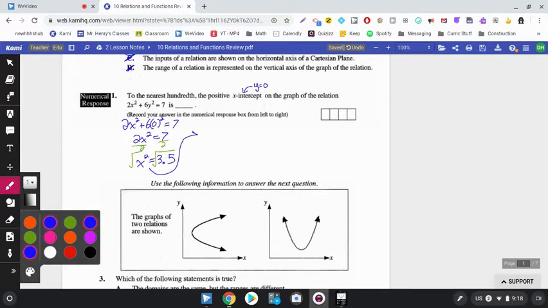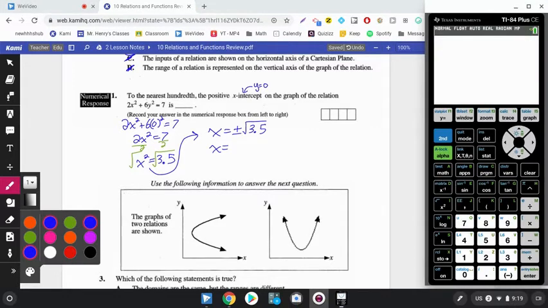And here's where we have to be very careful, because I remember if I introduce my own square root, there would be the positive and the negative version. X equals plus or minus the square root of 3.5. So it could be positive 1.87 or it could be negative 1.87. This specific question only asks for the positive one, 1.87. But I know there are two roots to that. I know there are actually two solutions.